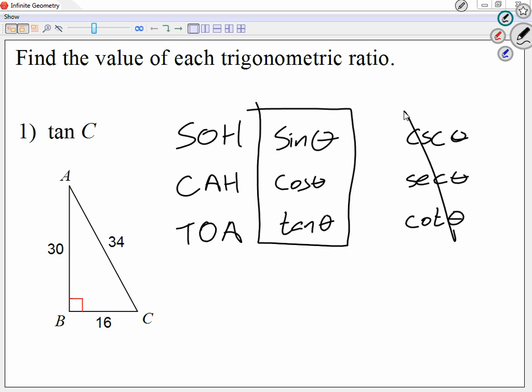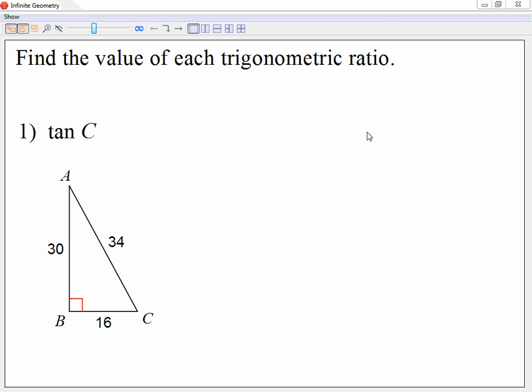I'm not going to talk about cosecant, secant, and cotangent anymore. Those were just for you guys to be introduced to them. I'm just going to deal with sine, cosine, tangent. Only those three. I know I was dealing with theta, which looked like a little circle or a little zero, but now I want to say tangent of C. In this case, the corner C is what I'm talking about.